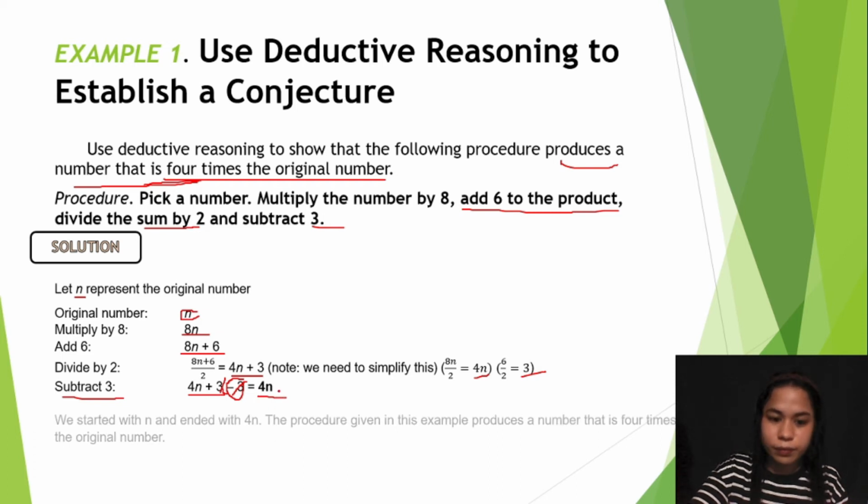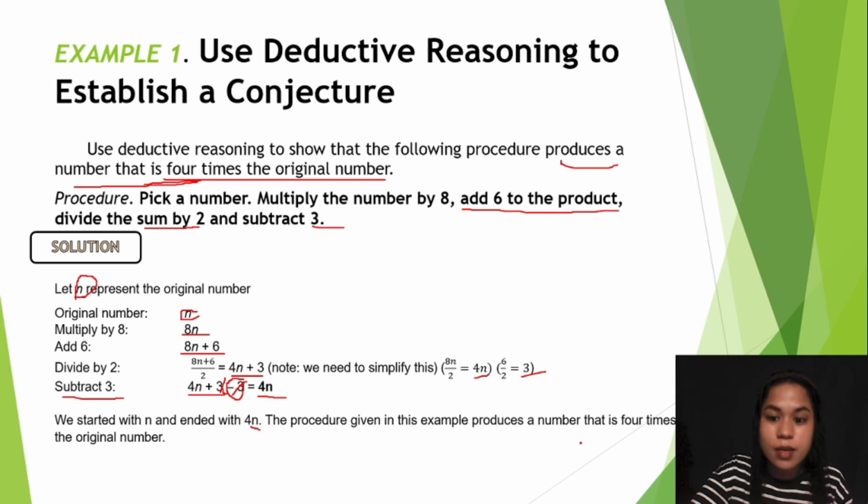Therefore, we started with n as our original number and we ended at 4n. So the procedure given in this example produces a number that is 4 times the original number. So if we translate this into a mathematical equation, I mean mathematical expression, a number that is 4 times the original number, we have 4n.